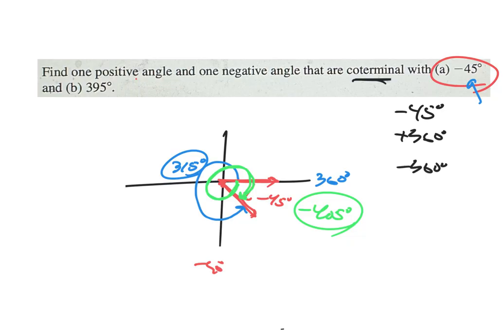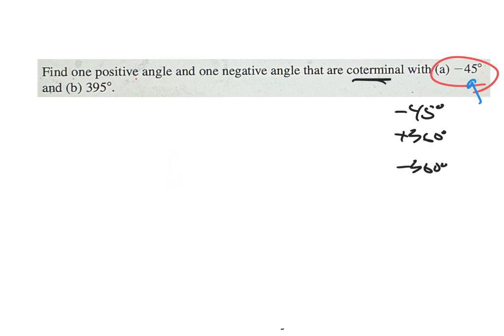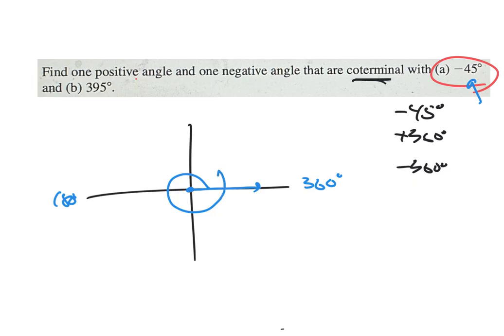The second part says 395 degrees. So let's draw it again. I'm going to go here, initial side. If I go 395, remember this is 360, that's 180 over there. If I go 395, I'm going all the way past 360, 35 more. So that's what 395 looks like.